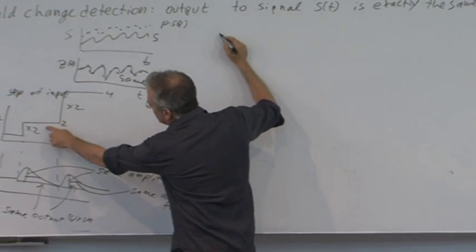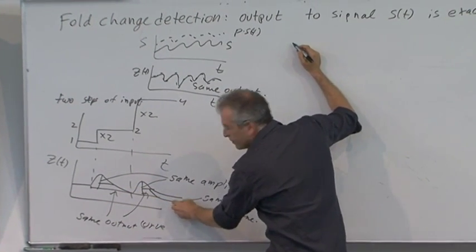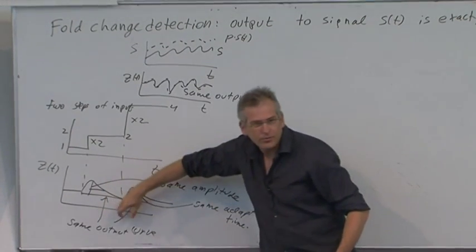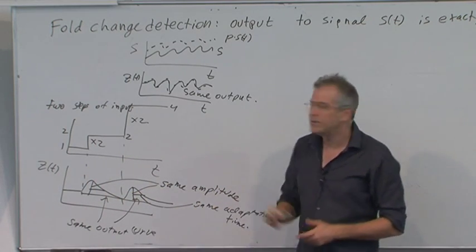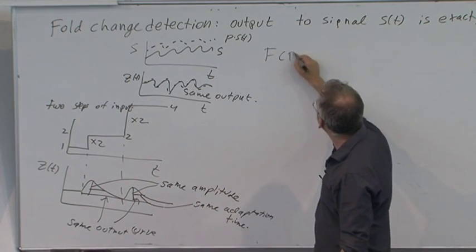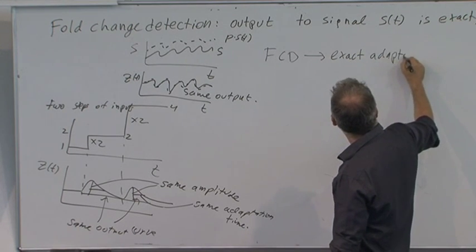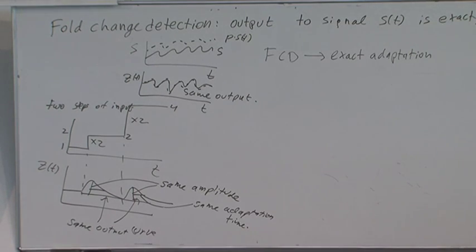Notice that at level 2 and level 4, the steady state is the same. Why is it the same? Because all the curves are the same. So, of course, the steady state is the same. Also at level 1, it's the same. So this means that fold change detection means exact adaptation. So every system with fold change detection has exact adaptation, but it's not the other way around.